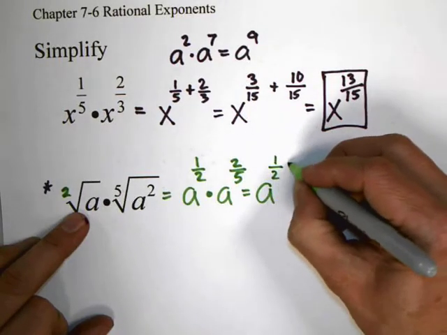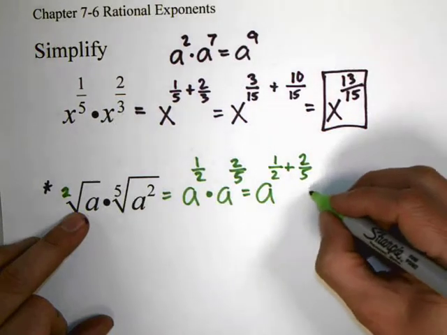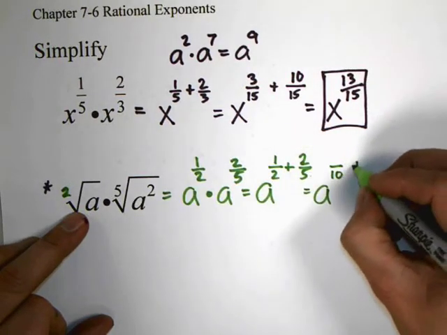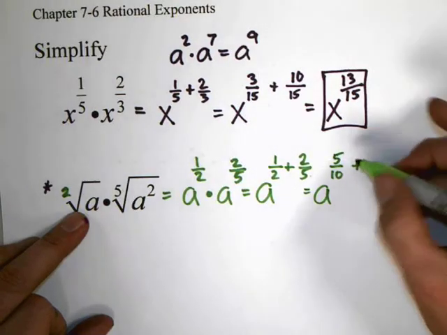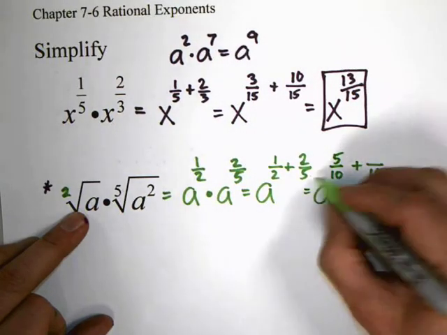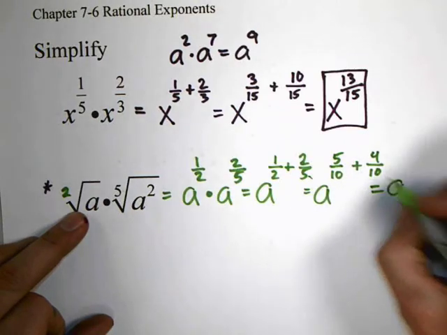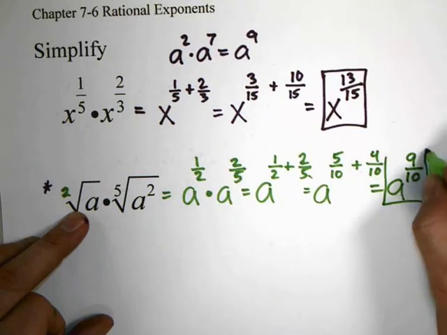So it's 1/2 plus 2/5. So this is going to equal a to the, well, my common denominator is going to be 10. And I'm going to get 5 over 10 and 2/5 times 2 is 4 over 10. So 5 plus 4 is a grand total of a to the 9 over 10th power.